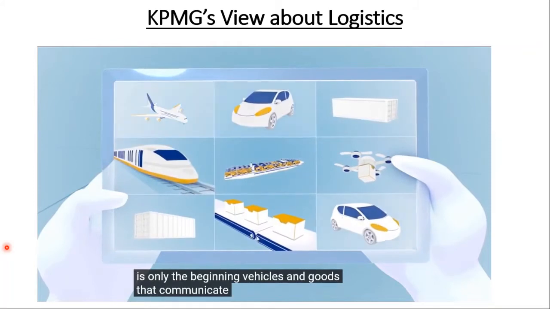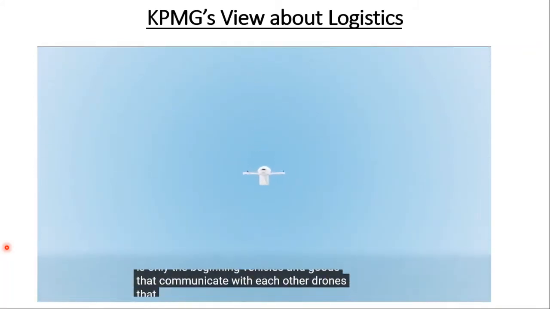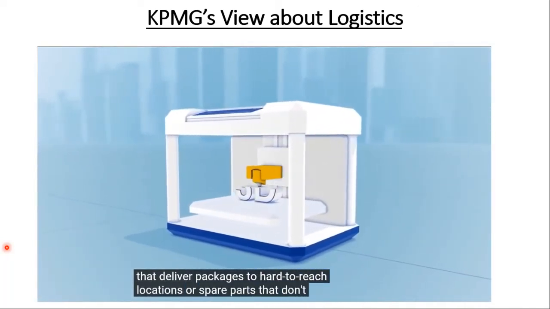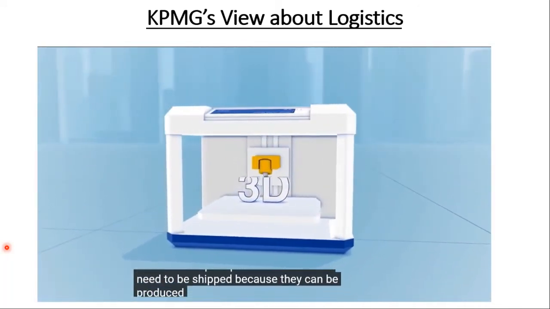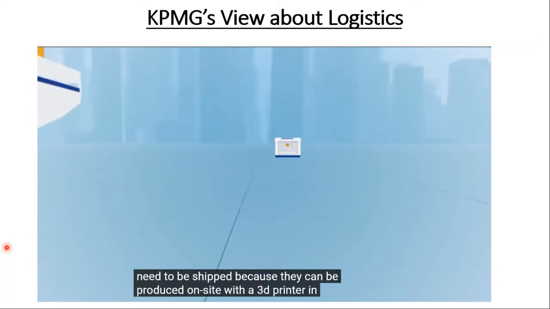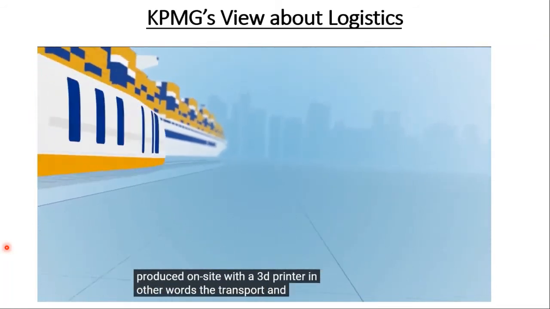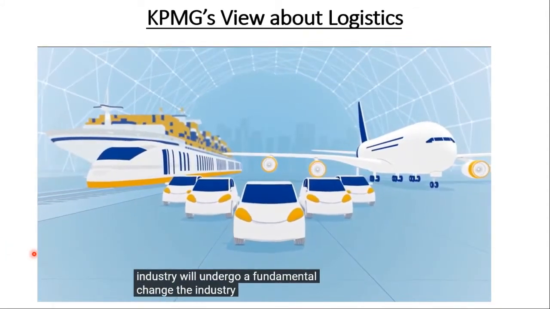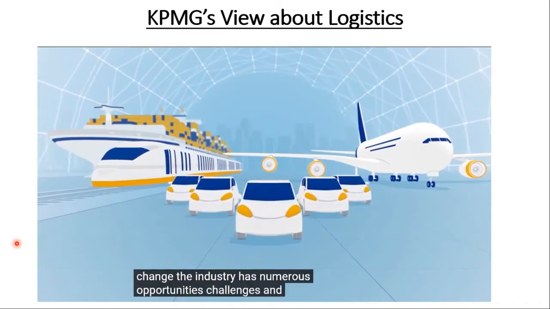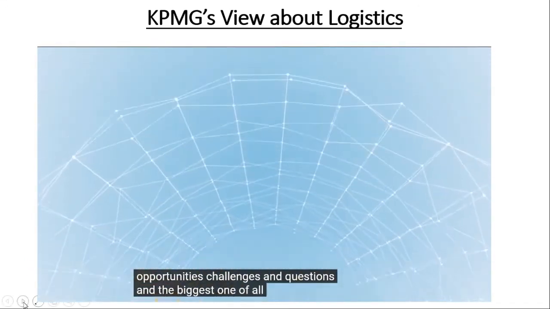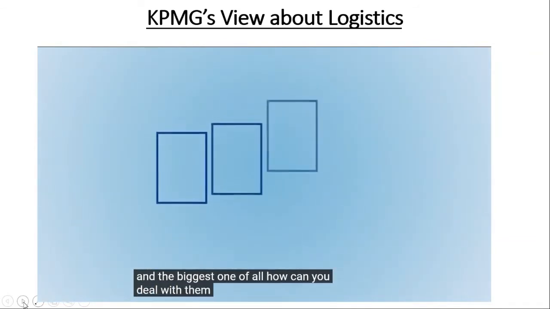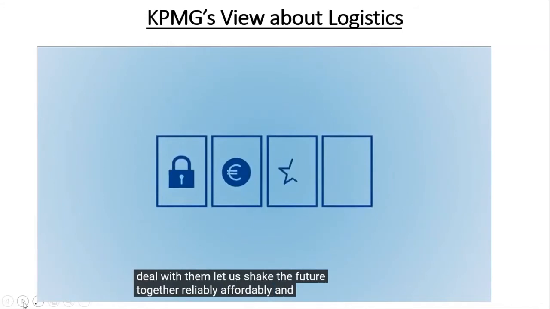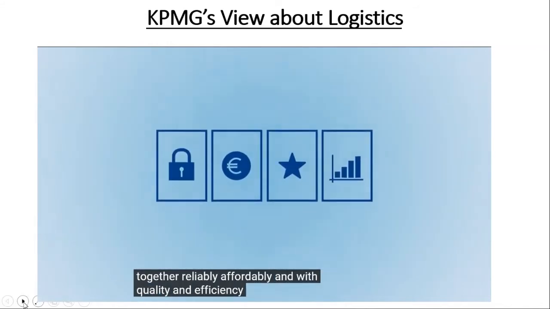Vehicles and goods that communicate with each other. Drones that deliver packages to hard-to-reach locations. Or spare parts that don't even need to be shipped because they can be produced on site with a 3D printer. In other words, the transport and logistics industry will undergo a fundamental change. The industry has numerous opportunities, challenges, and questions. And the biggest one of all, how can you deal with them? Let us shape the future together, reliably, affordably, and with quality and efficiency.